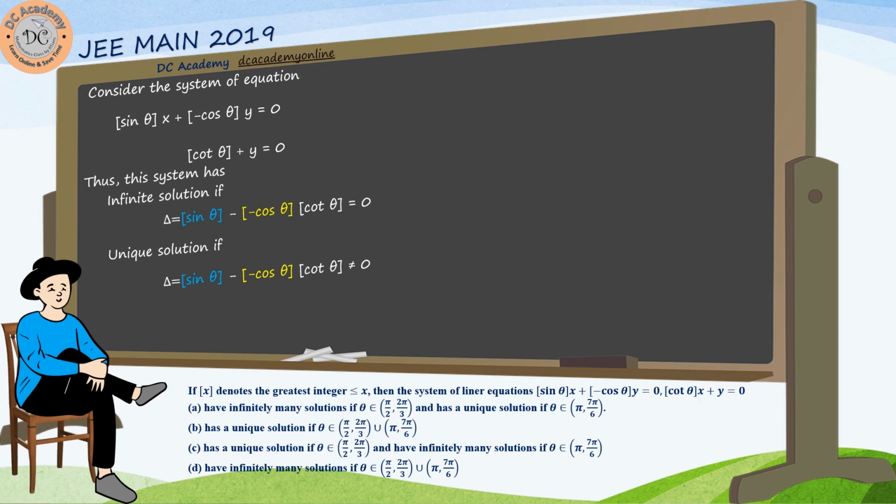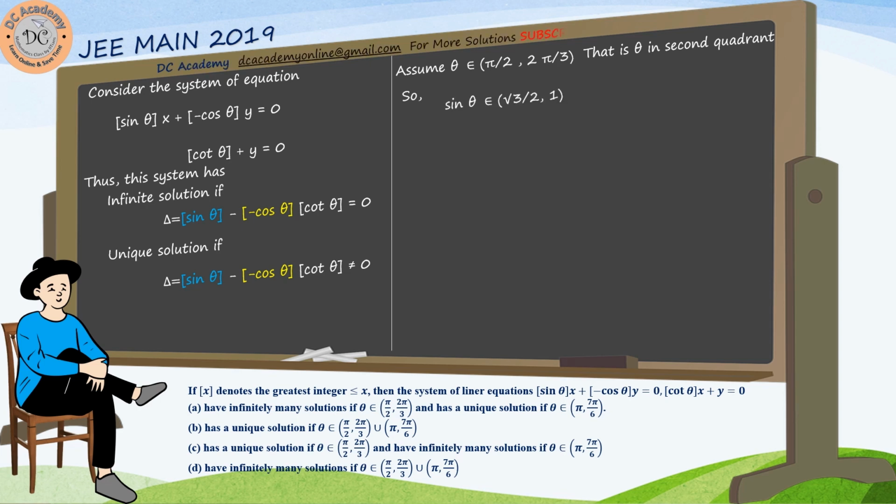Now we can easily obtain this. In this particular case, first we consider the interval where theta belongs to pi by 2 to 2 pi by 3. Observe that pi by 2 to 2 pi by 3 means it lies between 90 degrees and 120 degrees, so it lies in the second quadrant. Theta lies in the second quadrant, where sine is positive and everything else is negative. Also, sine pi by 2 is 1 and sine 2 pi by 3 is root 3 by 2.